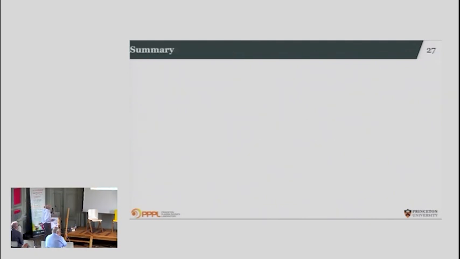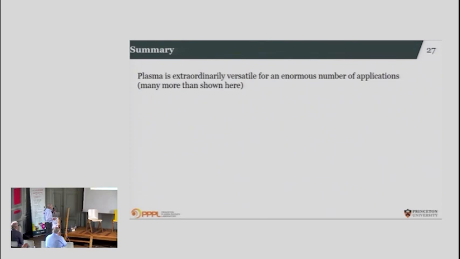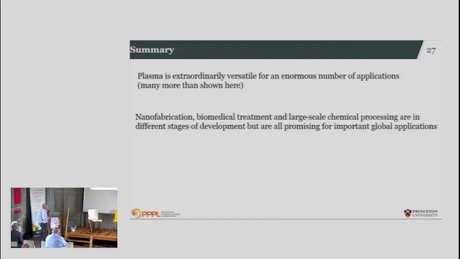Okay, so let me summarize here. What I hope I've at least begun to tell you today is that these kinds of non-equilibrium plasmas can be extraordinarily versatile. Lots of different kinds of applications. I haven't talked about a lot of others today. Nanofabrication, the biomedical, therapeutics, and large-scale chemical processing are all in very different stages of development today, but I think they're all very promising for important global applications.